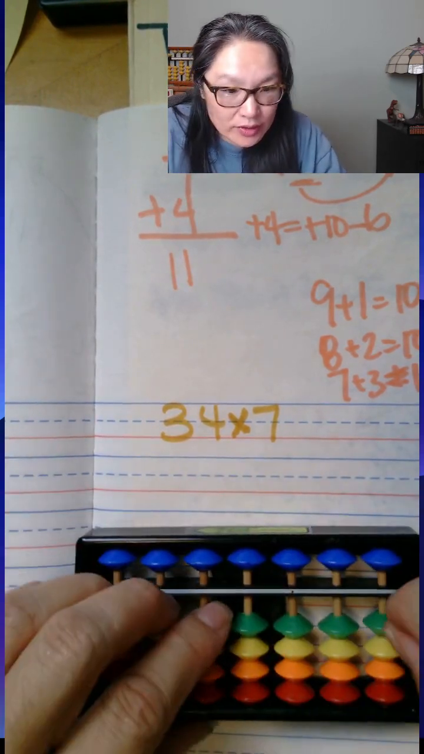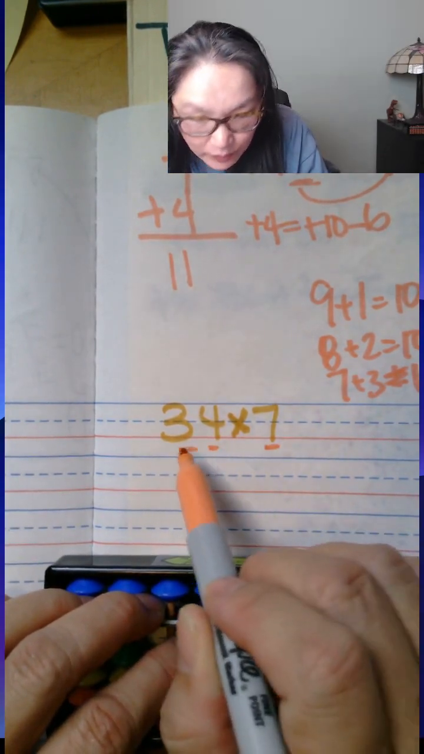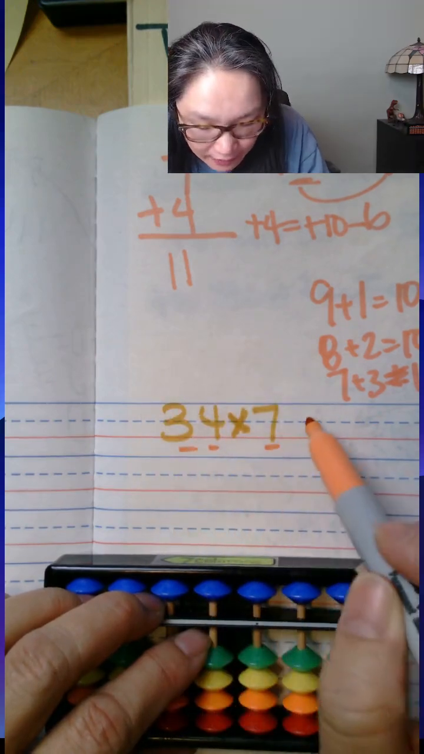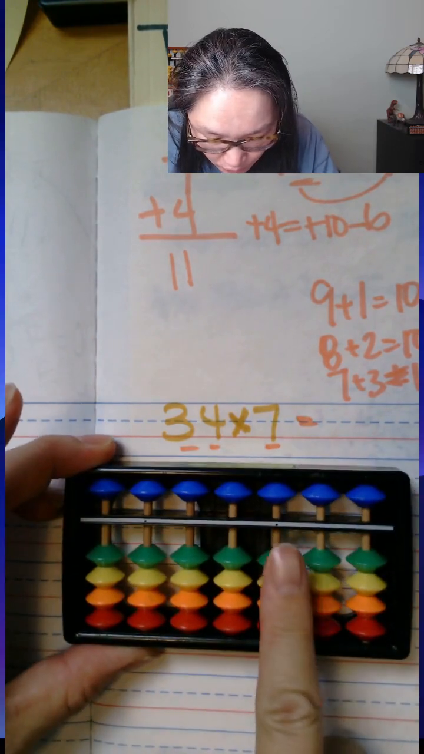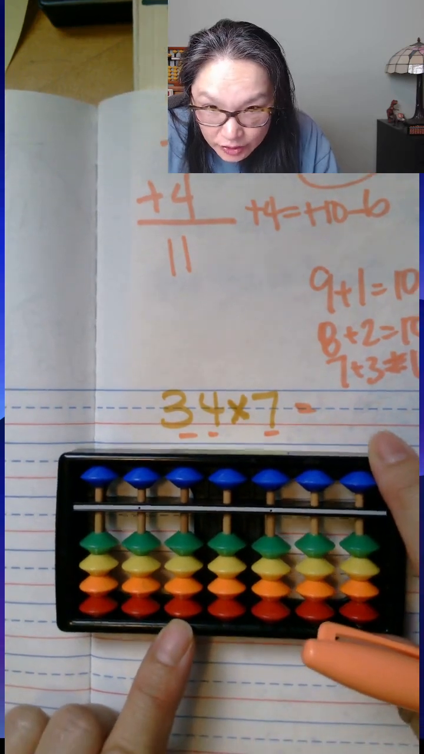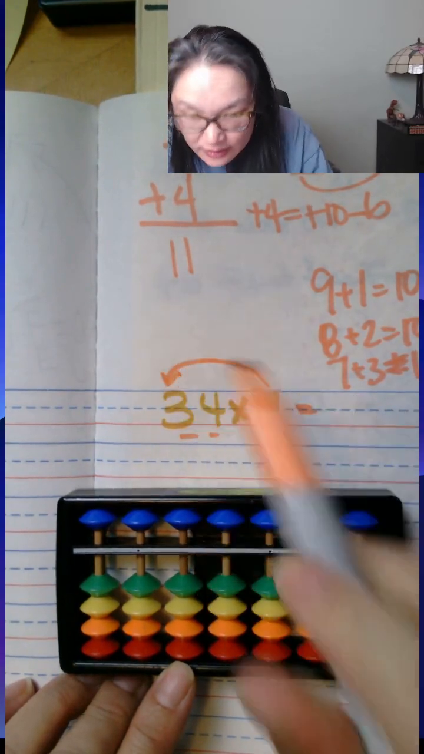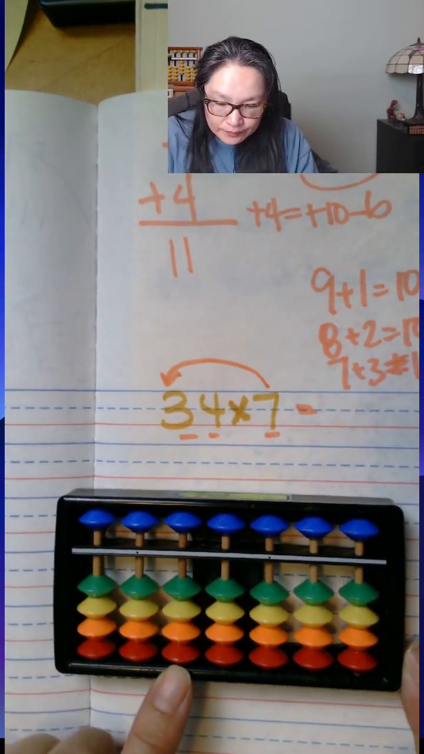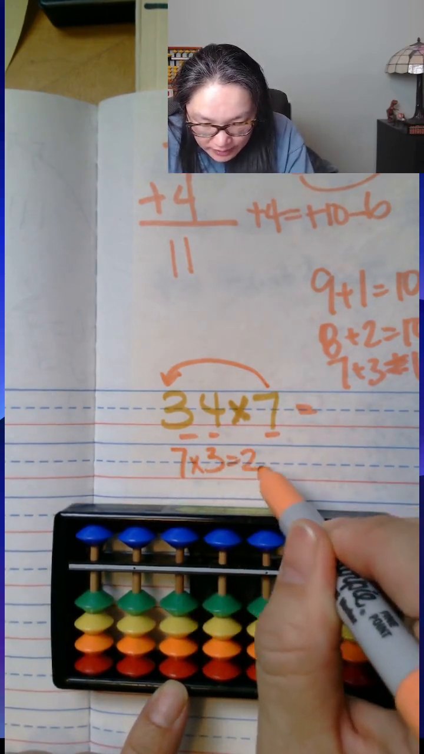So how did Leslie do it? Well, what she did is she counted 1, 2, 3. We need to count the digits that we have in our question. So we're going to start from here and count 1, 2, 3, right? So then what we're going to do first is 7 times 3. 7 times 3 is equal to 21.